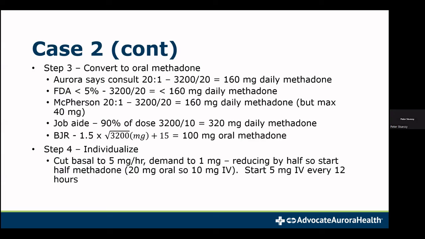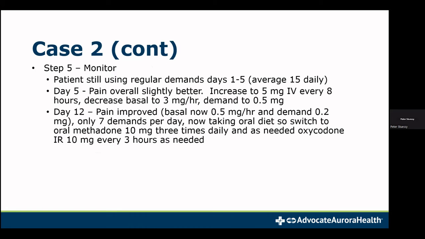Again, there's literature saying that we could have maybe done 5 3 times a day here as well, perhaps, to be equivalent to 20 oral, but it's still iffy. That's newer. Then monitor. So we monitored this patient. Days 1 through 5, still using pretty regular demands. But by day 5, the patient was reporting that the pain was slightly better. It was getting a little bit better. And so we increased the methadone on day 5 to 5 milligrams every 8 hours. And then we cut back on the basal and demand even further at that point.